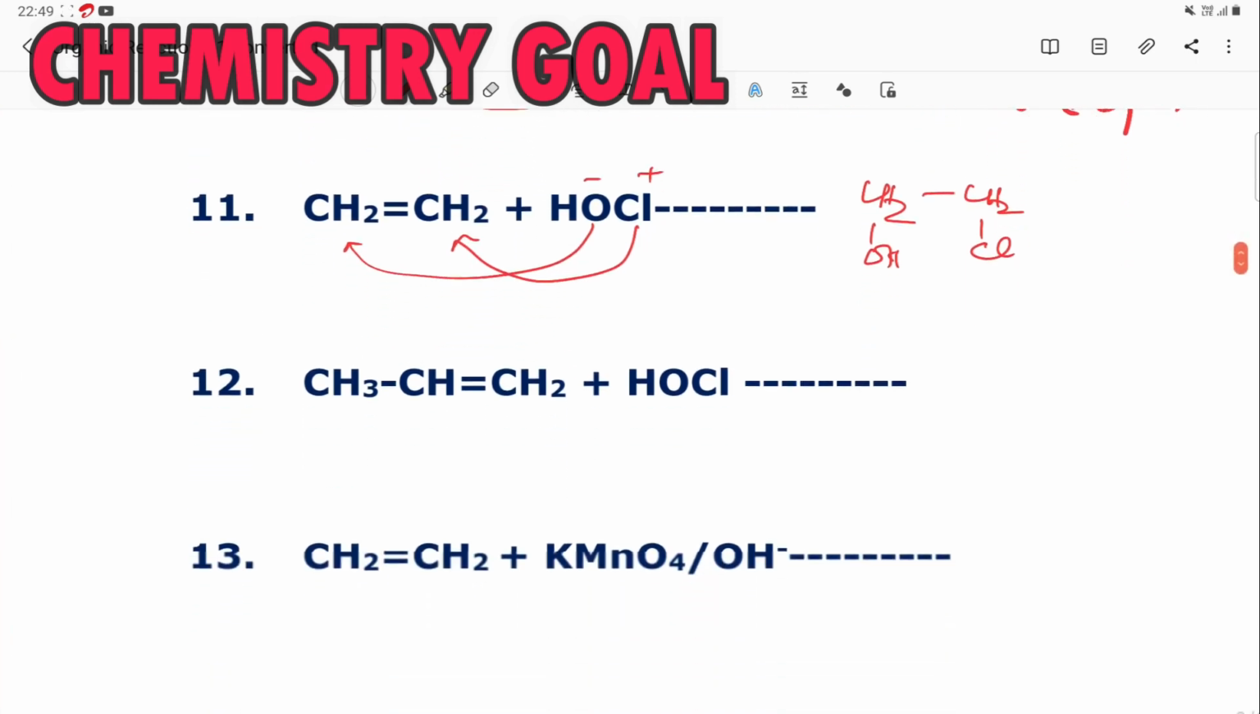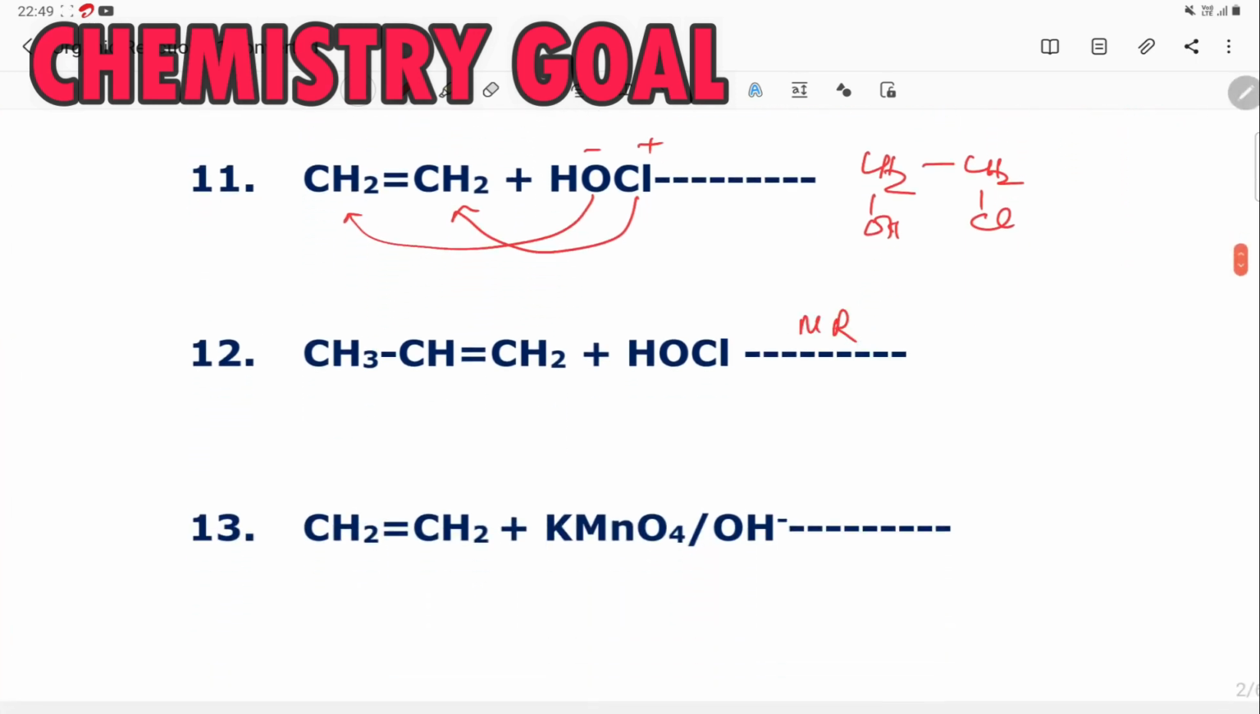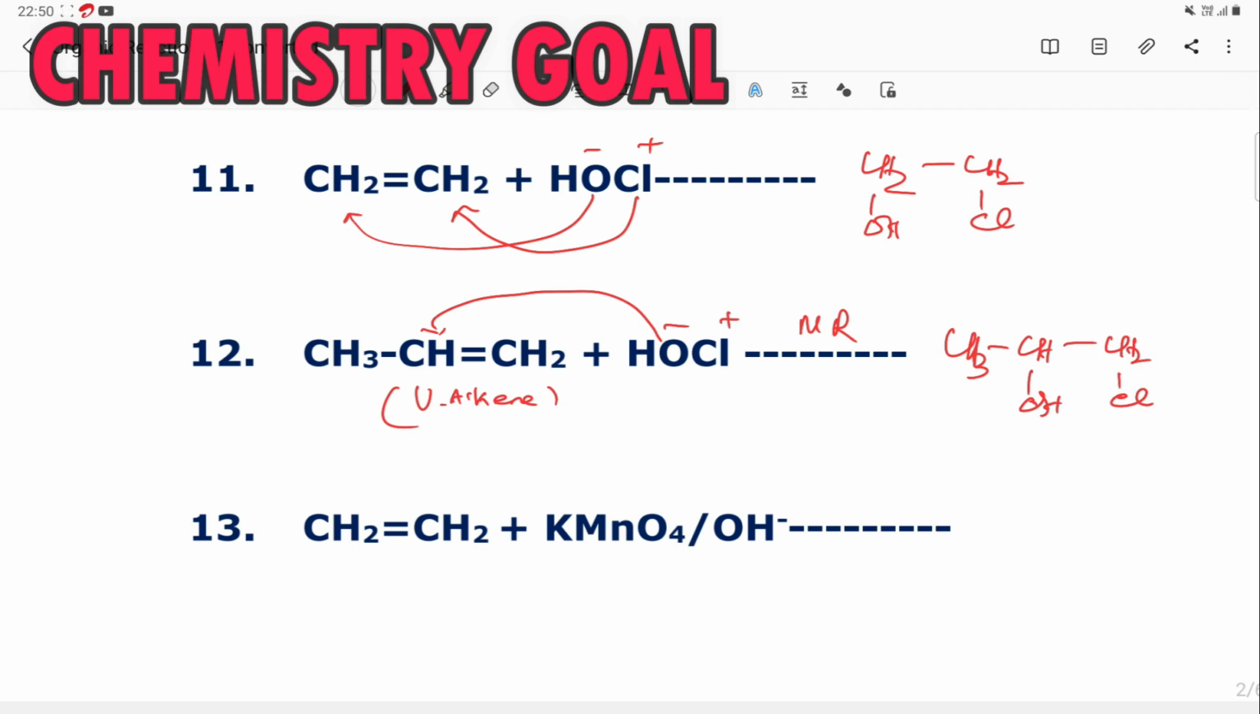Then this one also obeys Markovnikov's rule because it is an unsymmetrical alkene. So the product will have OH minus attacking the carbon having less number of hydrogen, so the product is CH3CHOH-CH2Cl. This is the addition product of an unsymmetrical alkene, propene, reacting with hypohalous acid.